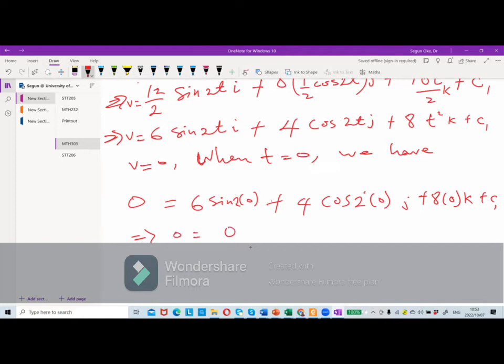So at the end of the day, you have 0 equals 0i plus, cos 0 is what? 1. So 1 multiplied by 4, 4j, plus 0k plus c1. Which implies that c1 is equals to minus 4j. Do you agree? Yes, sir.